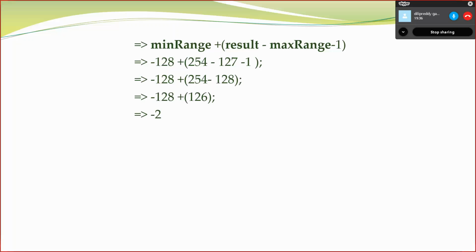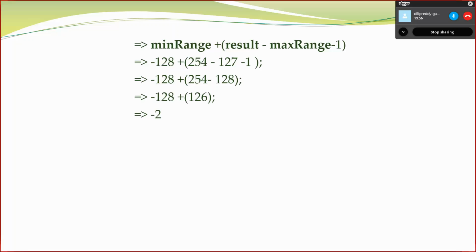So, rules in the primitive data type conversion. There are some rules. Do you have any questions? Okay. So the first rule: the source and destination data types must be compatible.